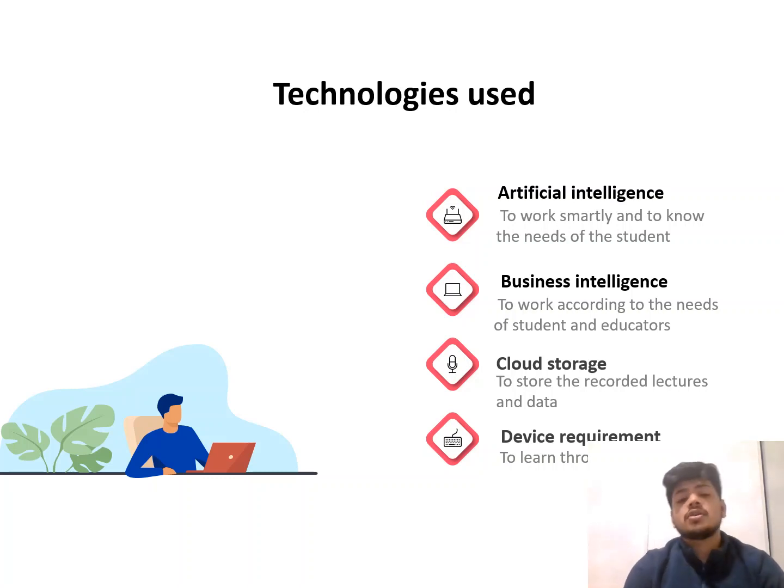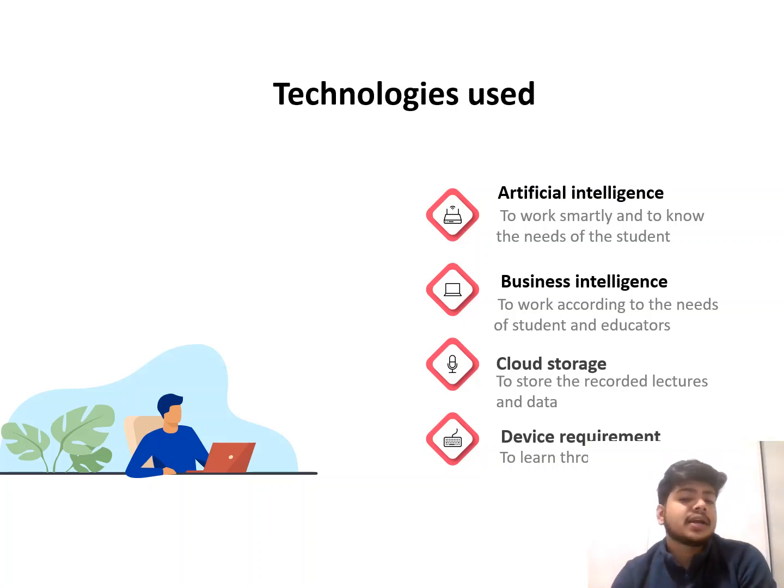So now let's talk about the technologies which are being used in this type of education system. The very first technology which is being used is artificial intelligence. To work smartly and to know the needs of the student, artificial intelligence is the most important aspect of this education system and the most important technology which is being used in this system.